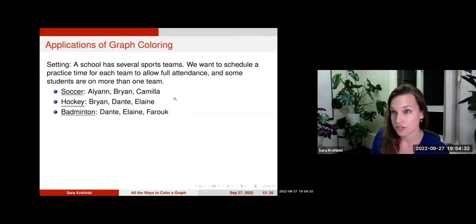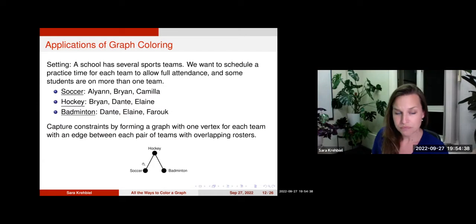Now, with the rosters, we can build a graph that represents the constraints for the scheduling problem. So I'm going to have a node or a vertex for each of the sports. And then if the sports have a person in common on the roster, I'm going to draw an edge between them. And that edge is my way of saying soccer and hockey are not allowed to be scheduled at the same time, because then Brian couldn't attend both of them. Hockey and badminton can't be scheduled at the same time because Dante and Elaine wouldn't be able to attend both of them. But if I look at the soccer roster and the badminton roster, there's no overlap. So that's not a constraint. So it's okay if those are scheduled at the same time.